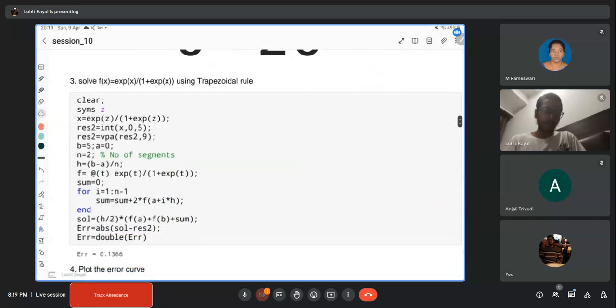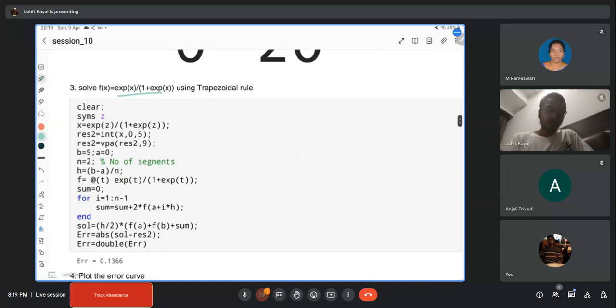So in this example, I have considered another function. I will do exactly the same operation, but here I will use another function, just to see what happens to the error. So here my f(x) is e to the power x divided by 1 plus e to the power x. This is also an analytically solvable expression. So here this is the solution, and I am analytically doing the solution.